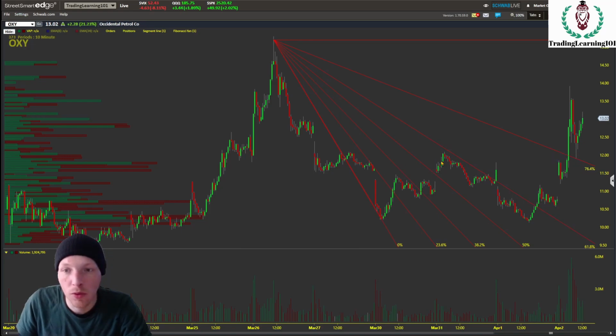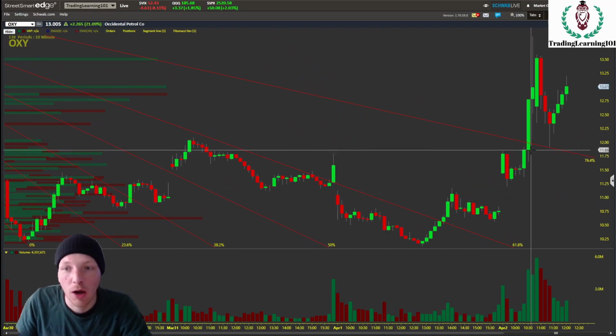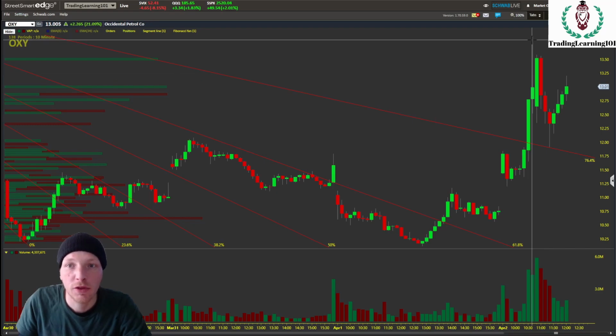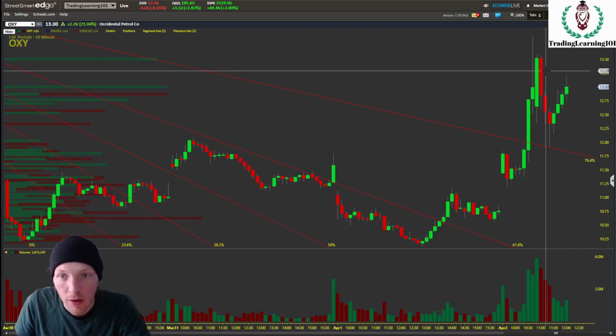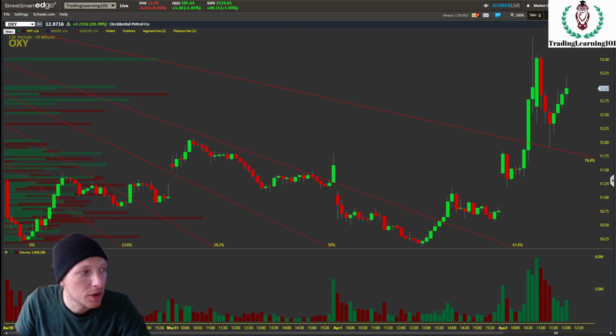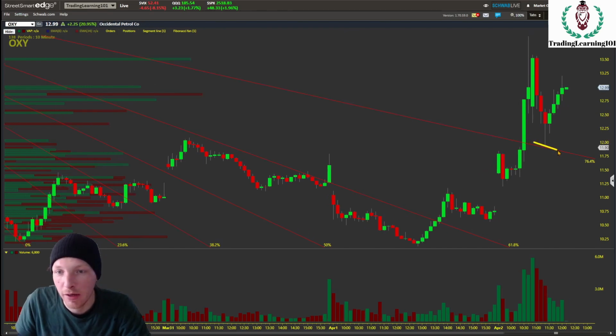And also a cool little thing to see right here, if we zoom in, when this stock ran up through this at $11.75 all the way up to almost $14, when it came all the way back down, look at this long wick right here, pin pricking right at that 76.4% retracement, getting a nice rebound rip up.